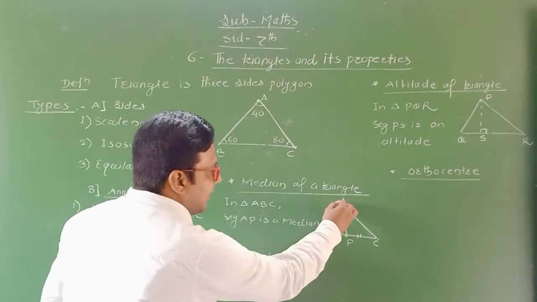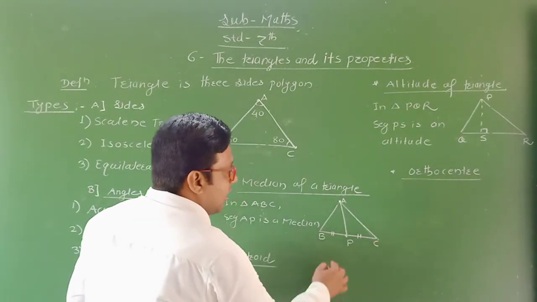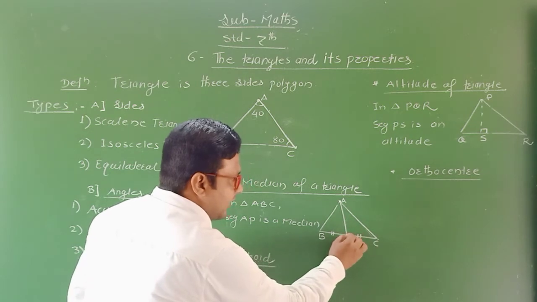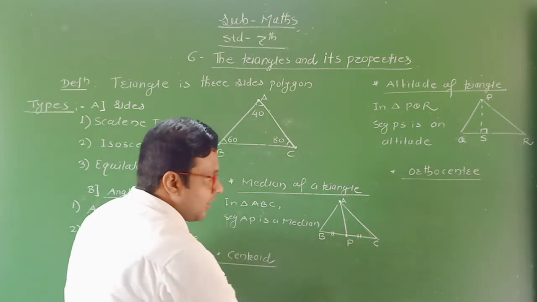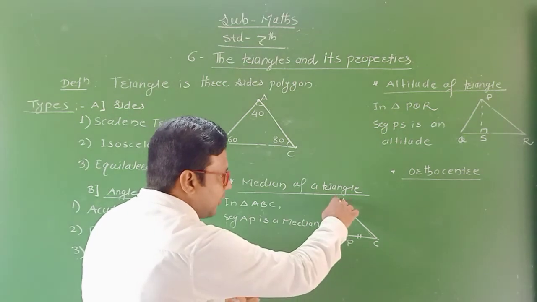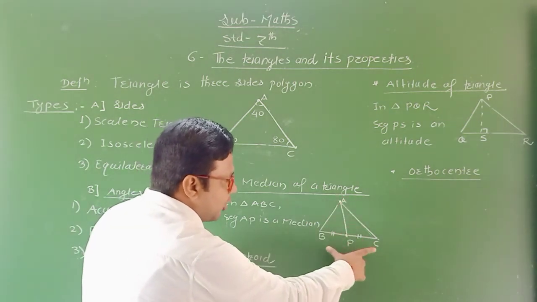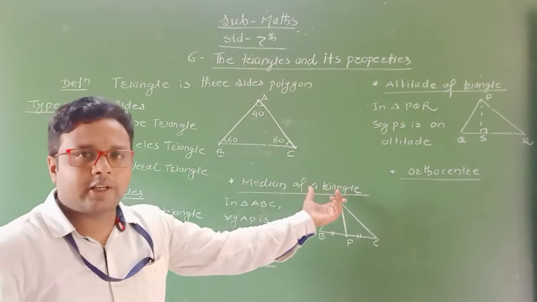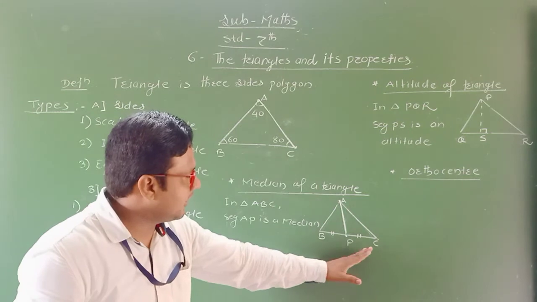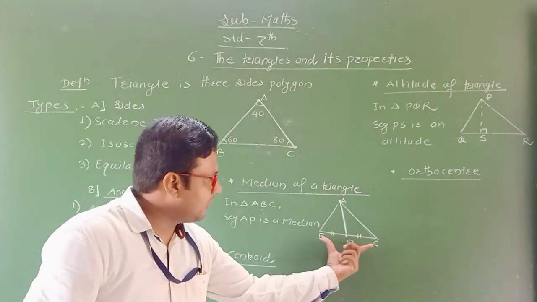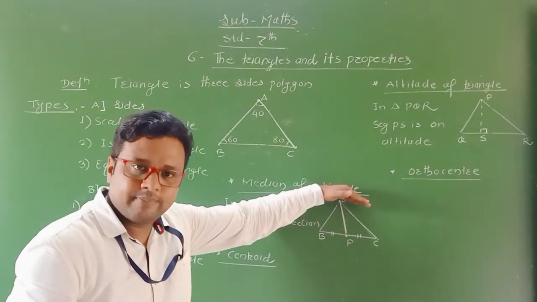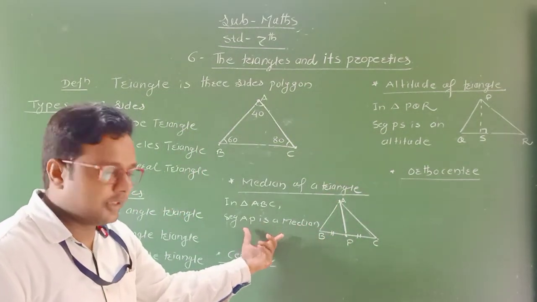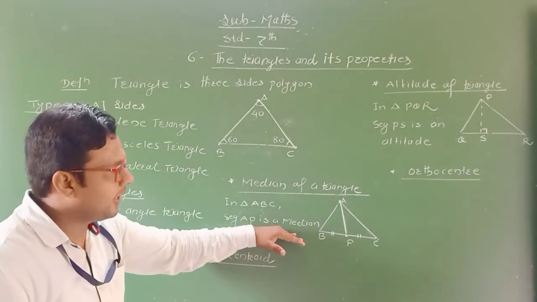Now see, from the vertex A of triangle ABC, opposite side of the vertex A is what? BC, and its midpoint is what? P. The line segment joining the vertex of the triangle to midpoint of the opposite side, then that line segment is called the median of the triangle. Now in triangle ABC, P is the midpoint of the BC, which is the opposite side of the vertex A. Therefore, line segment AP is the median of the triangle. Therefore, here I write segment AP is the median.